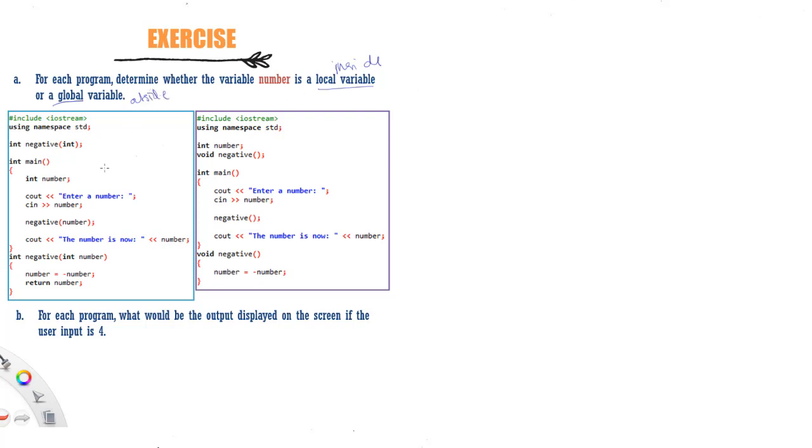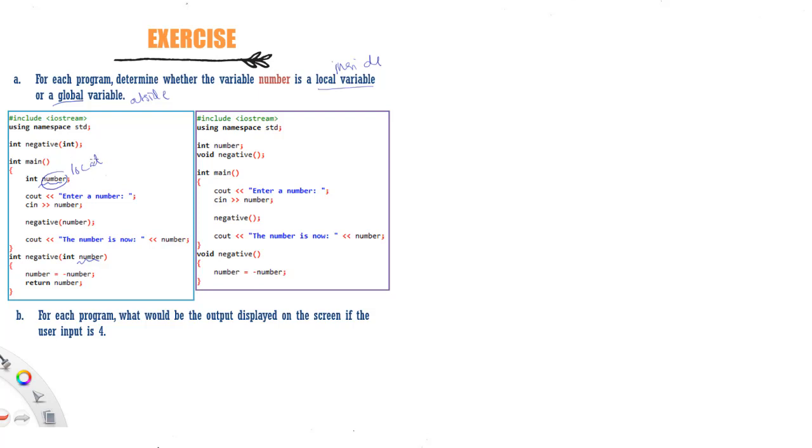Let's take a look at this first program right here. There are two functions: a main function and a negative function. In main, we have a number. Inside this negative function, we also have a number. This number that is declared inside main, is it a local variable or a global variable? The answer: it is a local variable.